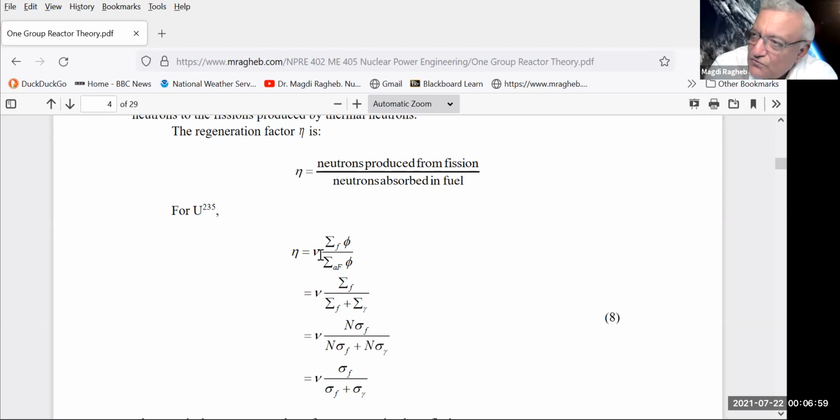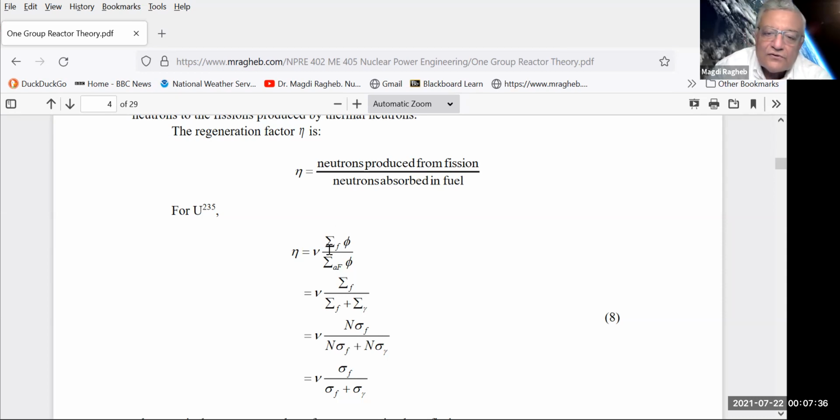It varies between 2 and 3, depending on the fuel, whether it's uranium-235, plutonium-239, or uranium-233. But the regeneration factor would be the number produced from the fission process multiplied into the fission rate. Remember here, that's neutrons per centimeter squared per second. This is 1/centimeter, so sigma sub F phi is the fission rate density, or the fissions occurring per unit time, per unit volume of my reactor.